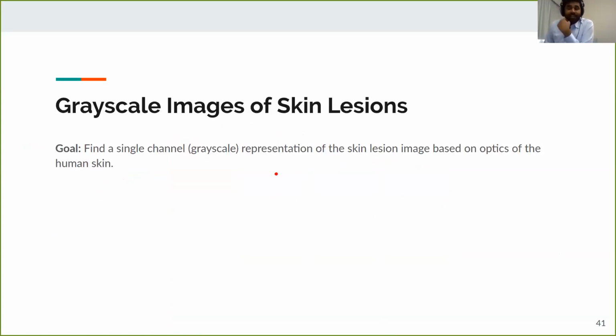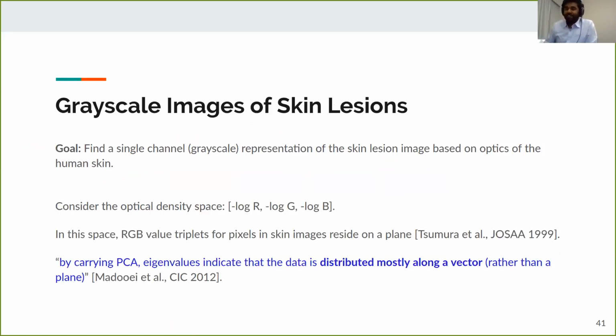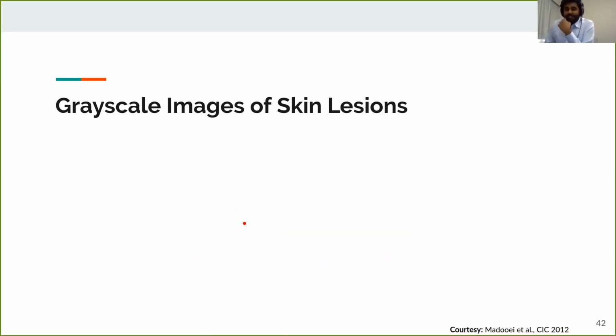Next, we wanted to obtain a grayscale representation of skin lesions, which is based on the biological and optical properties of human skin, as well as the physics of image formation. So for this, we look at the optical density space, which is denoted by minus log R, minus log G, and minus log B. And a 1999 paper showed that the RGB value triplets for a skin lesion image in the optical density space, all the pixels, all the value triplets lie on a plane. In fact, a 2012 paper even showed that even though the value triplets lie on a plane, most of the data is distributed along a single vector, as we see in this next slide.